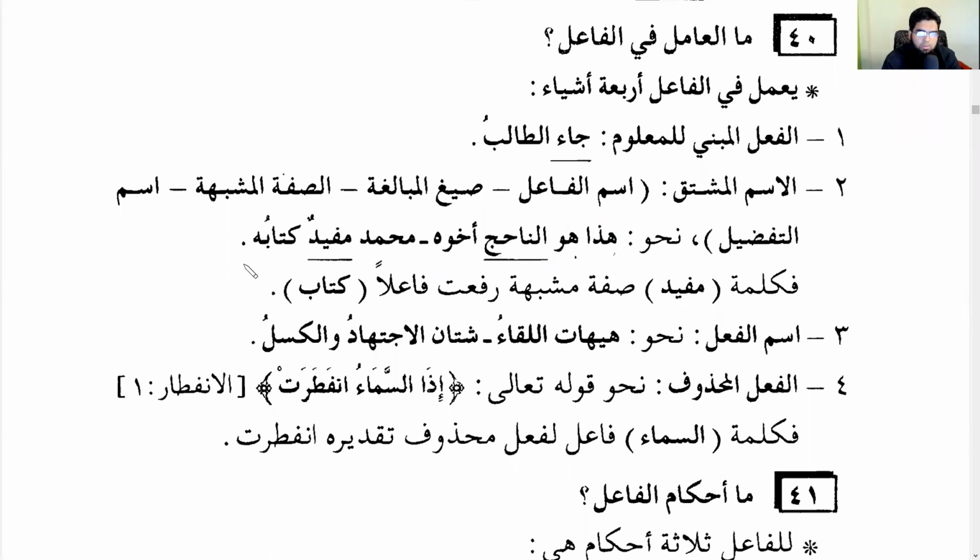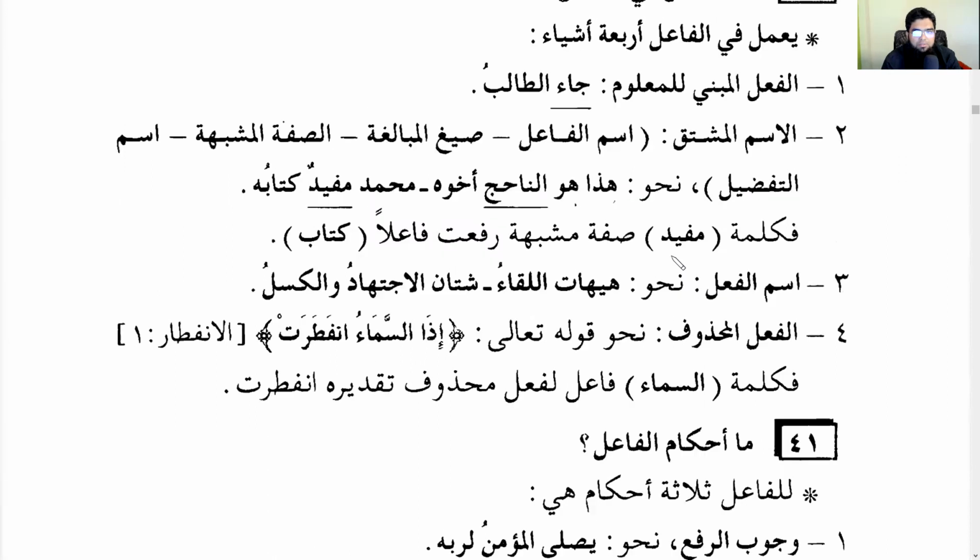Muhammadun mufidun kitabuhu. Muhammad is beneficial. So mufid is sifa mushabbaha. It's an adjective, but it works like fa'il. So this is the fa'il of the sifatun mushabbaha. Muhammad is beneficial, but not him; he is not beneficial. His book is beneficial. Yani Muhammadun kitabuhu mufidun. فكلمة مفيد صفة مشبهة رفعت فاعلا kitab. So kitab is the fa'il of mufid. This is also another way of doing it.